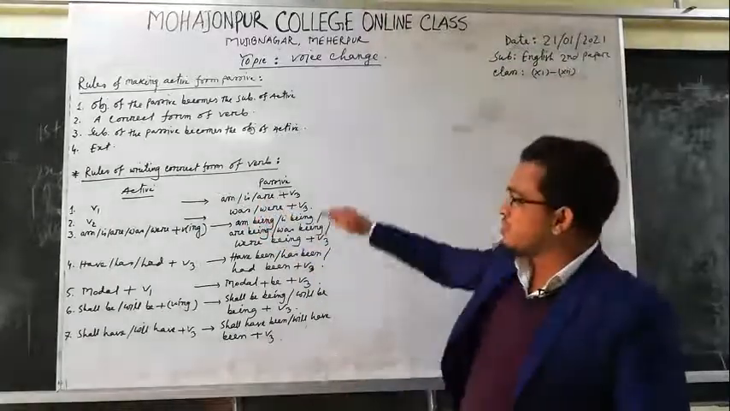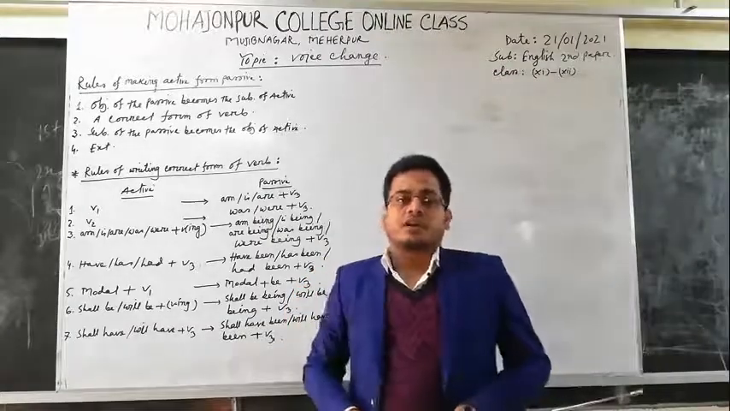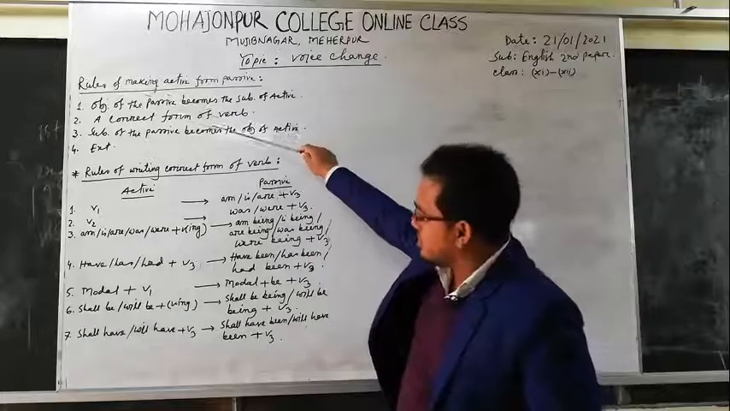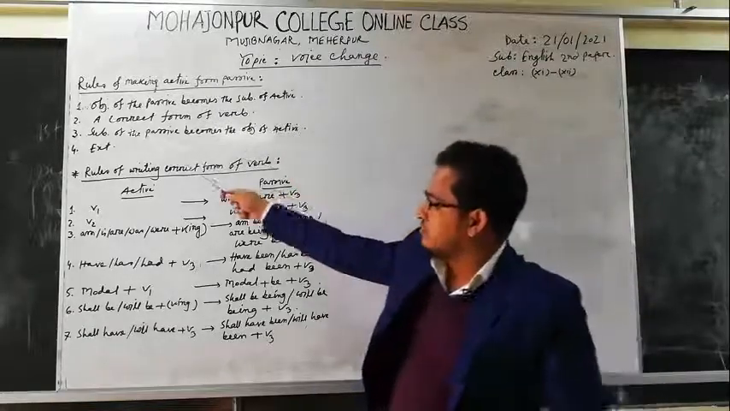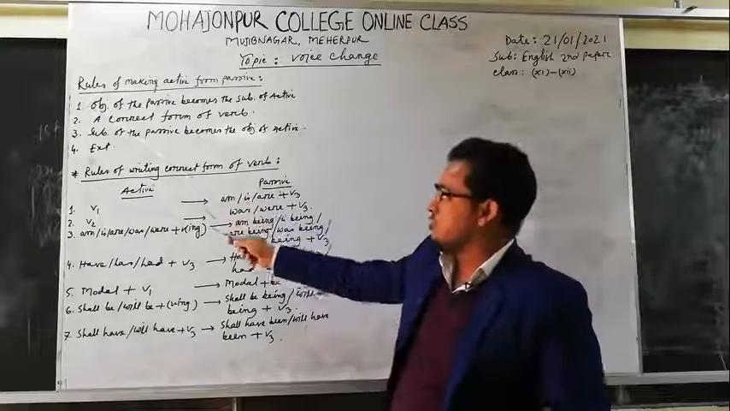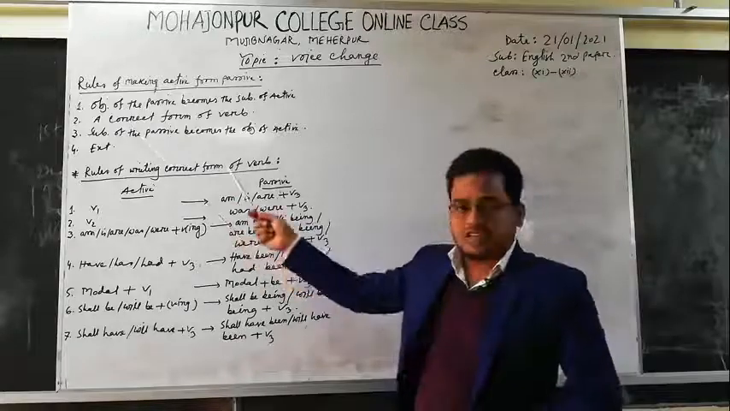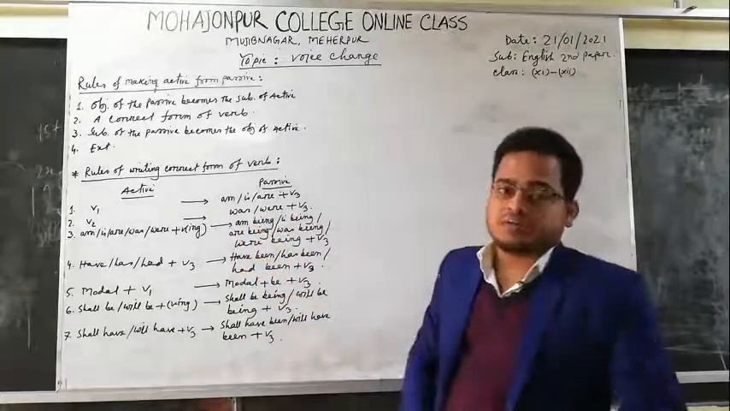Okay. So, to make an active from a passive, you have to follow these 4 steps, from number 1 to number 4. You have to memorize all these things to make active from passive.